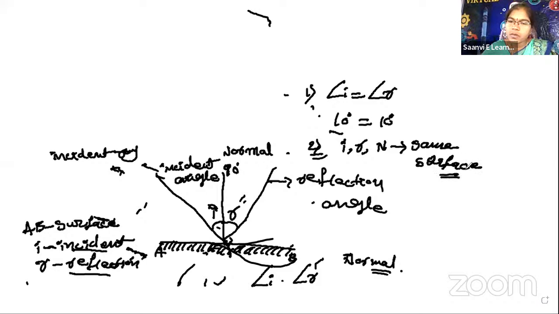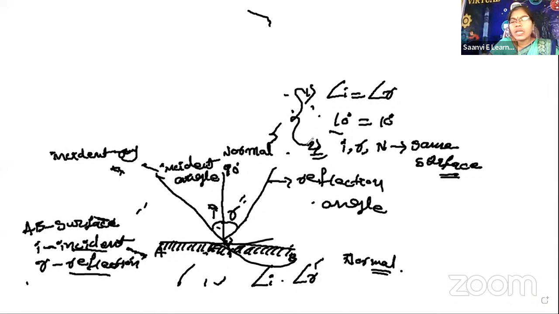Same surface. So these two are the laws of reflection. Did you understand what is incident? Incident is the ray coming from the beam of light, and the point where it falls on a surface is known as the incident. The reflection is the part that rebounds back from the incident, and it is known as the reflection.